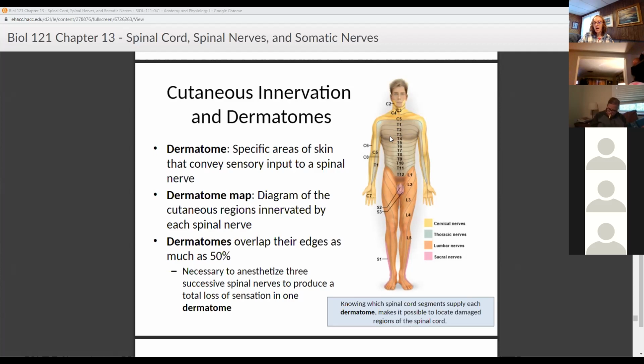They can overlap by as much as 50%. Knowing which of the spinal segments supply which dermatome makes it possible to locate the damaged regions of the spinal cord.